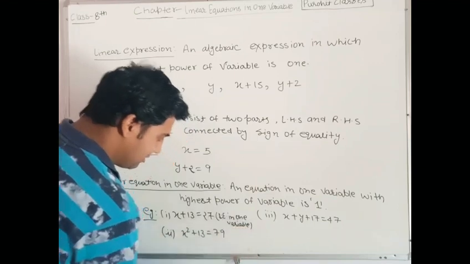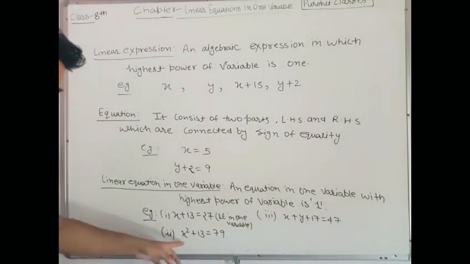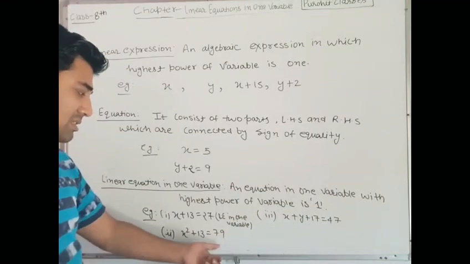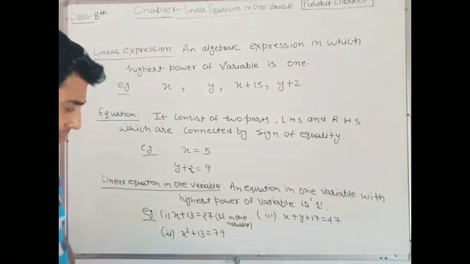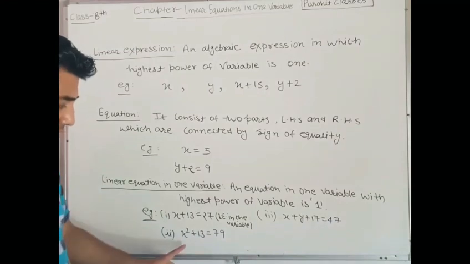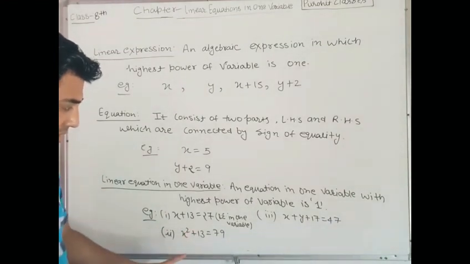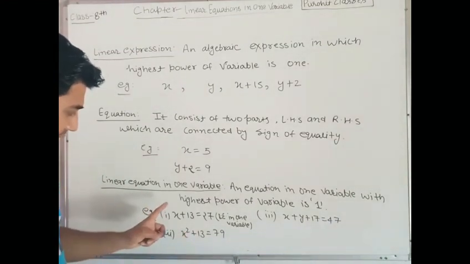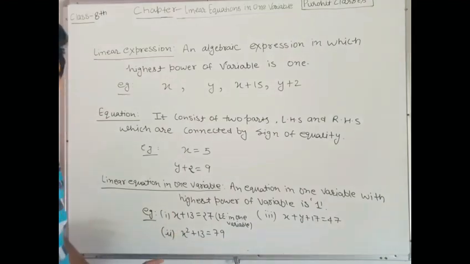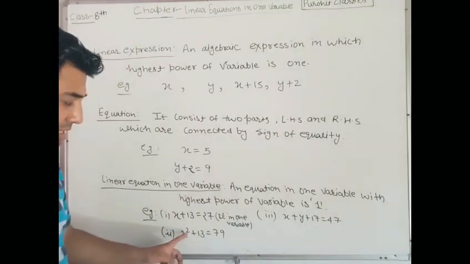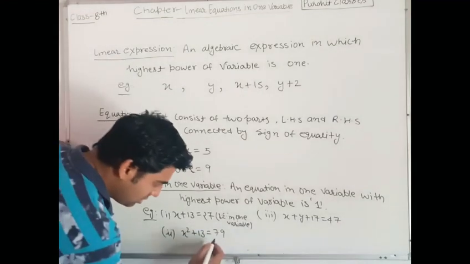Now let us see the second one. Is this an equation? Yes, because it has a left hand side and a right hand side. What about the power of the variable term? That is 2. For it to be a linear equation, the power should be only 1. Understood? Highest power. But what highest power does it have? It has power 2. So it is not a linear equation.